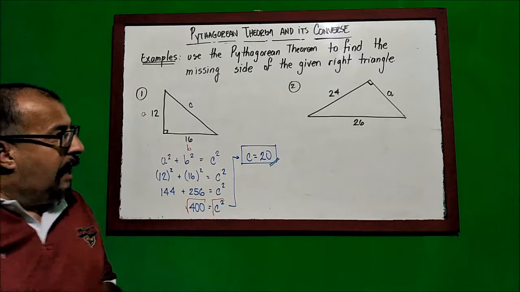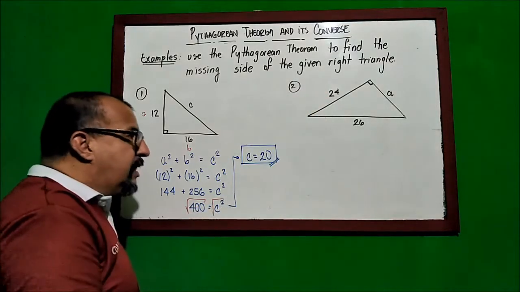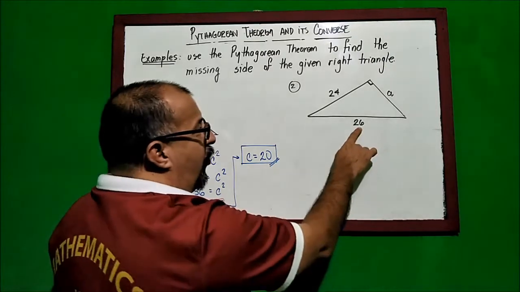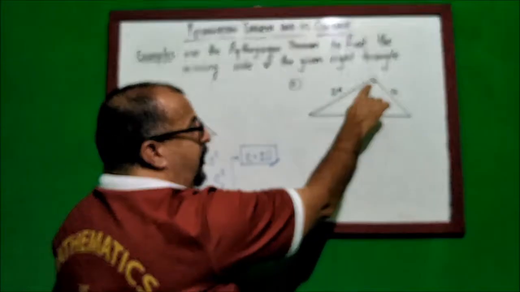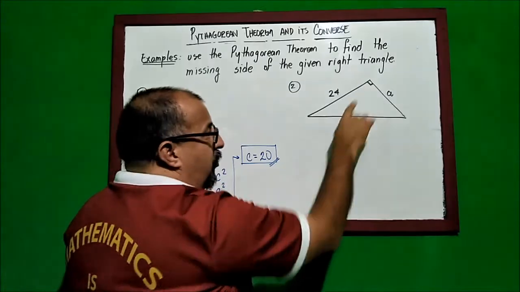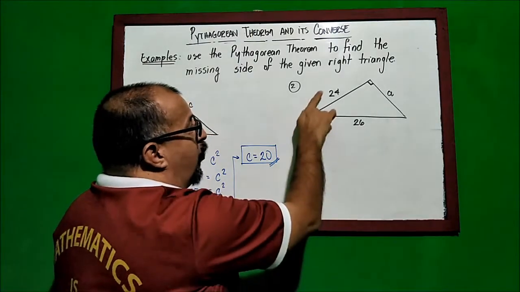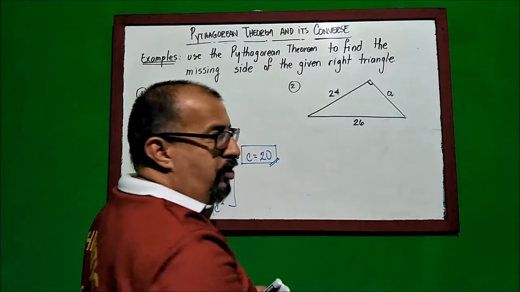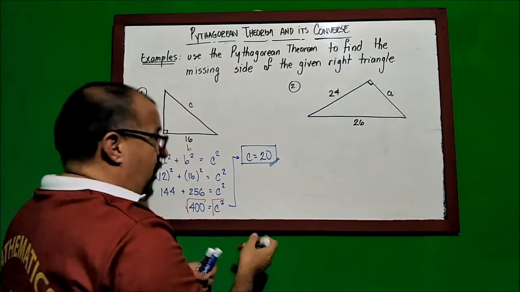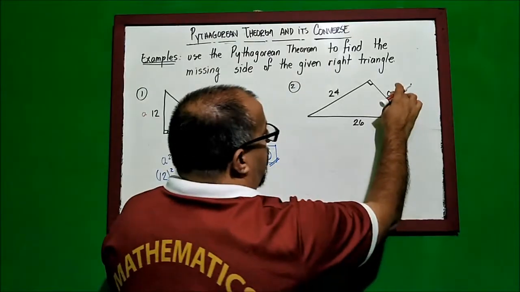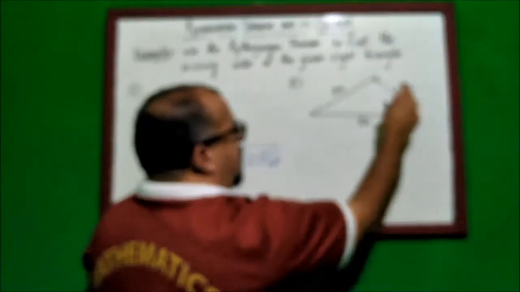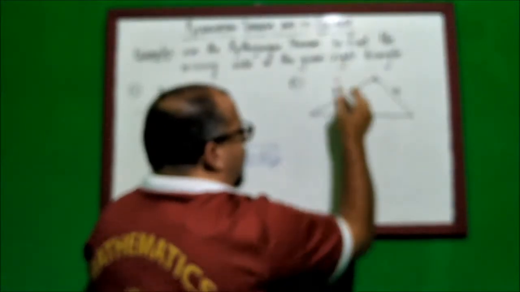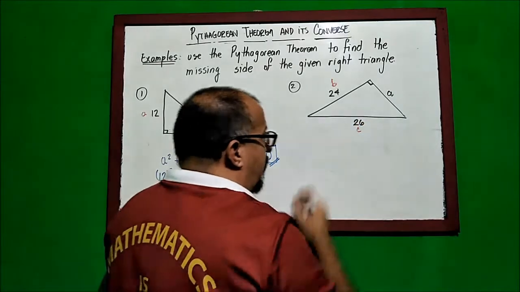Okay? Now, let's go with the second one. The second one is a very similar situation, but in this case, we know the value of the hypotenuse, which is 26, because it's opposite to the 90-degree angle. We know the intermediate side, which is 24, and the one that we don't know is the shorter side. So, according to our values, this is A. Here, we're going to identify this as B. And this one will be known as letter C.